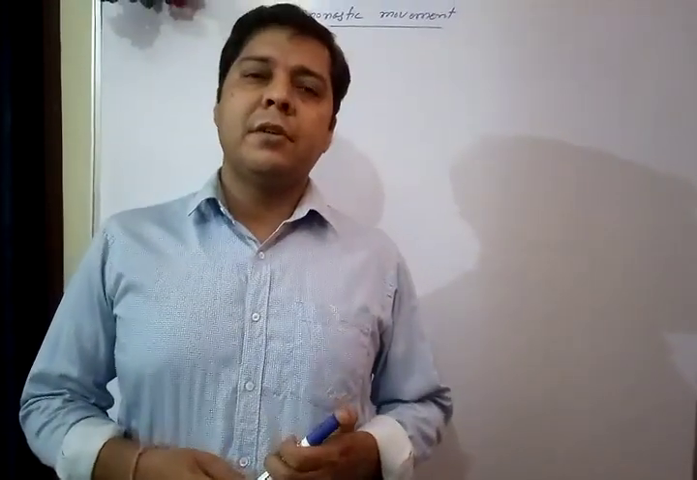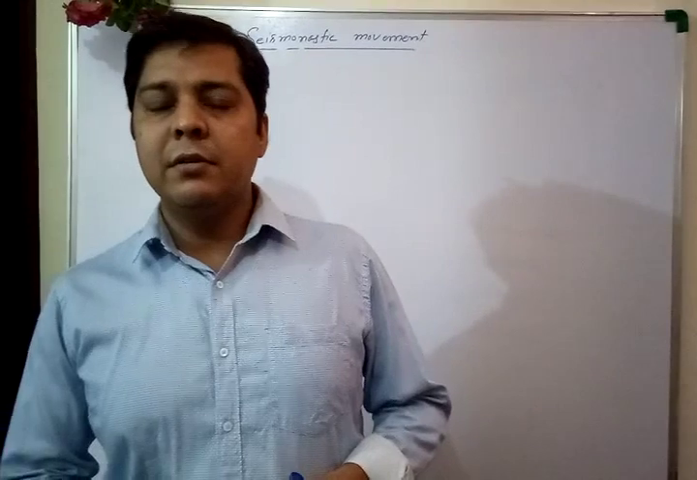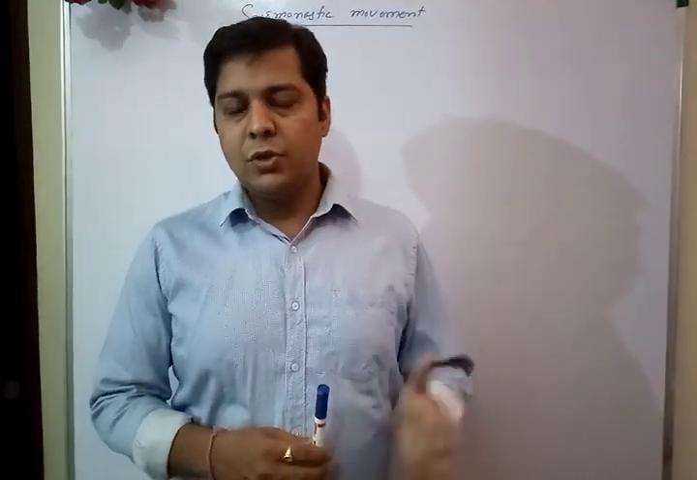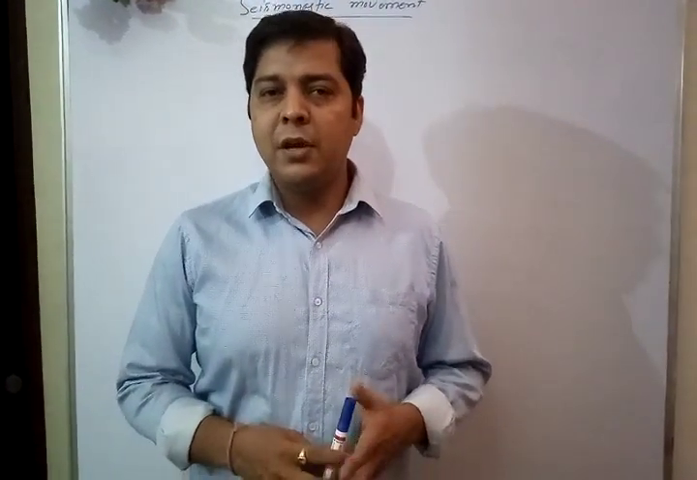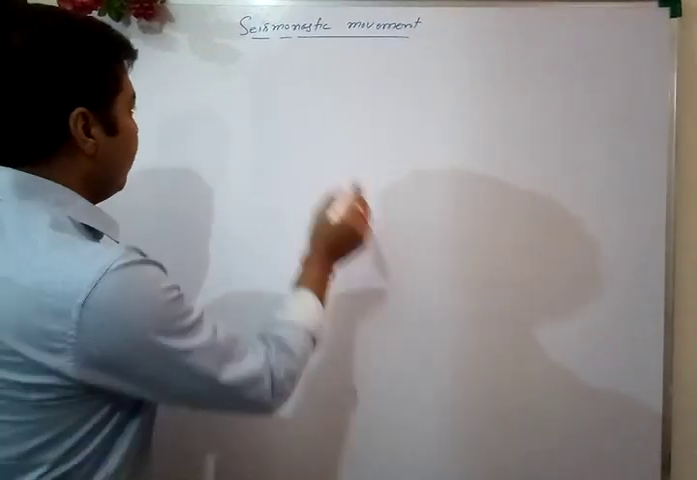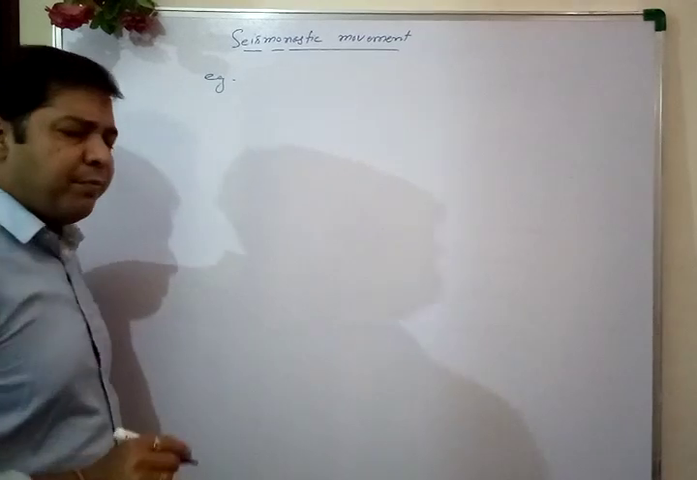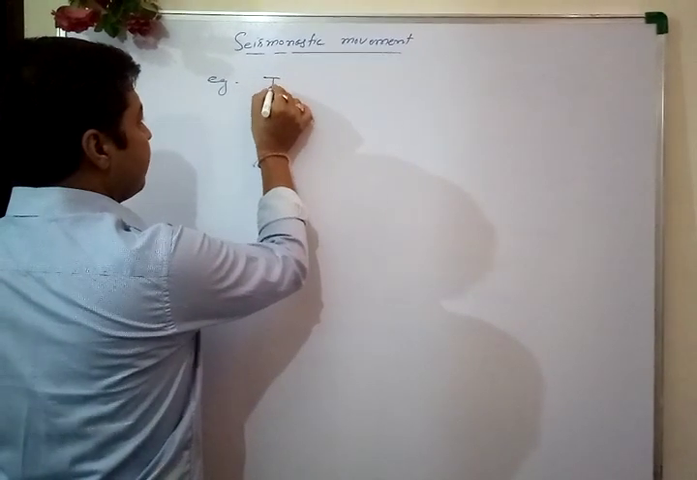Hello children, today we'll see about seismonastic movement. That is an example of nastic movement. In the last video we saw different kinds of tropic movements, but today we'll learn about seismonastic movements. An example of seismonastic movement is a plant called touch me not.